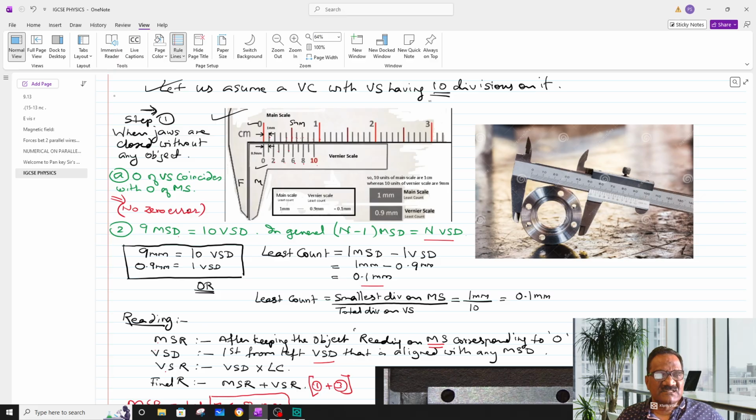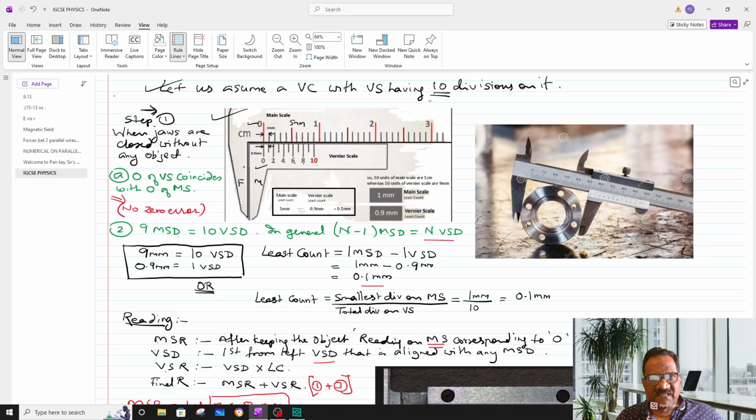So when this is the case, we say that the zero error of the instrument is 0. So what is the zero error? This I will be explaining later on. But there is something called zero error, which you have to check in the beginning, whether you have a zero error or not. So when the two zeros are aligned, you say that there is no zero error, or the zero error is 0 itself.